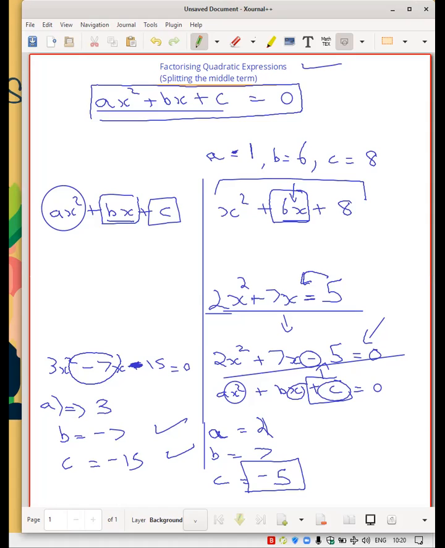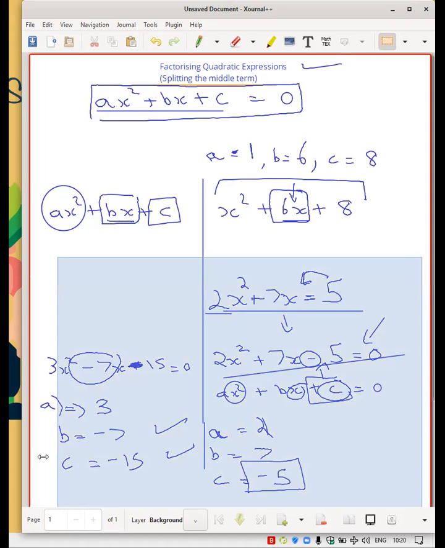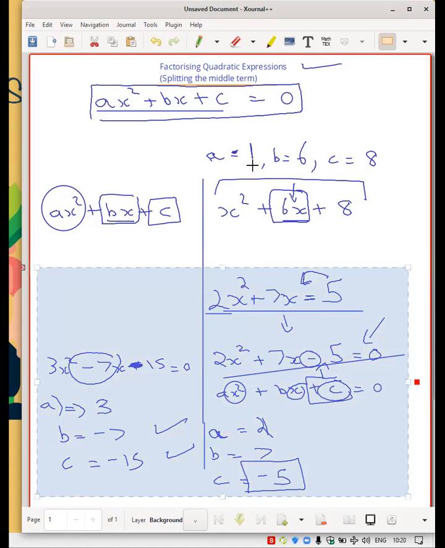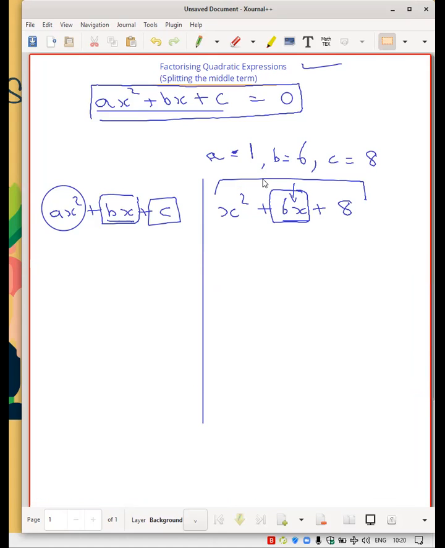If you have a doubt, please ask me, because if this concept is not clear, you will never be able to do this factorization part. So now in this case, we have A equal to 1, B equal to 6, and C equal to 8. We want to factorize this expression into two factors. For this, we need two factors called P and Q.